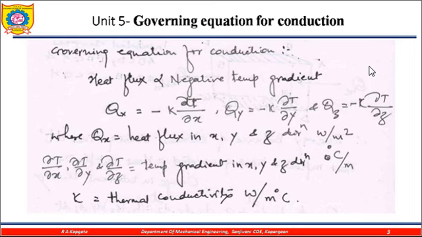by ∂z, where Qx, Qy and Qz are the heat flux in x, y and z direction with a unit of watt per meter square, while ∂T by ∂x, ∂T by ∂y and ∂T by ∂z are the temperature gradients in x, y and z direction with a degree centigrade per meter, and k is the thermal conductivity. The unit is watt per meter per degree centigrade. Now these are the governing equations for the conduction.